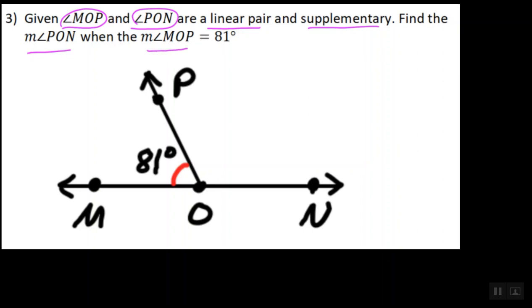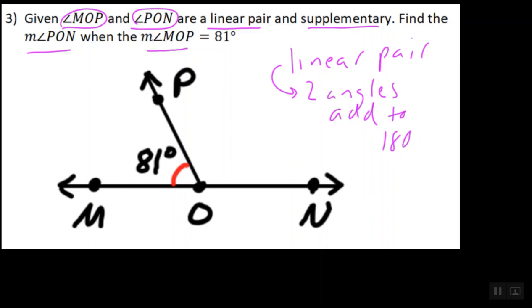Okay, so there's a lot here. First things first, let's talk about this phrase, linear pair. Well, a linear pair simply means two angles, we just say any two angles that add to 180. So by definition, all linear pairs will always be supplementary. Remember, supplementary means to add up to 180.